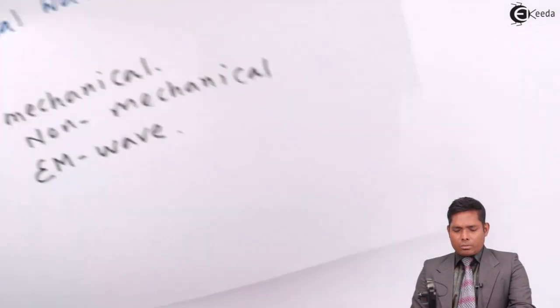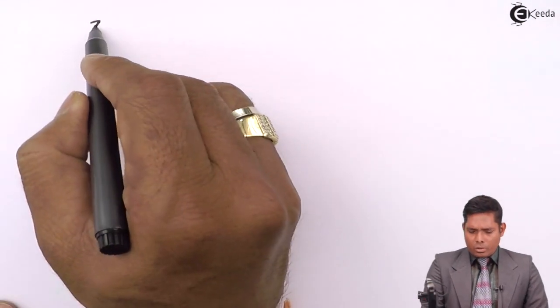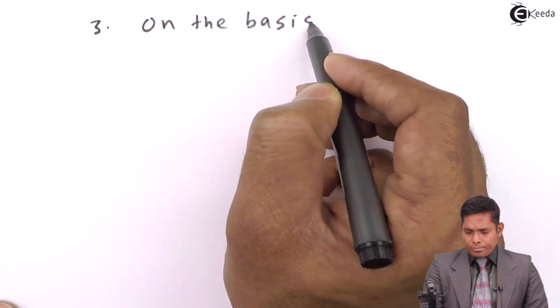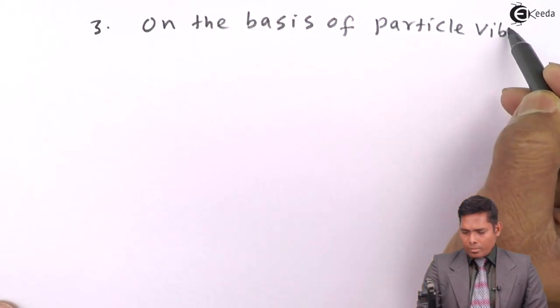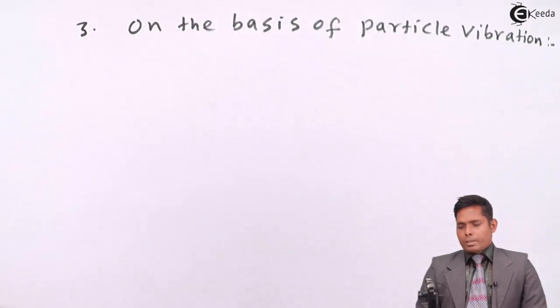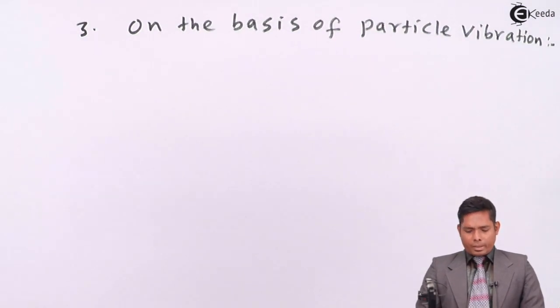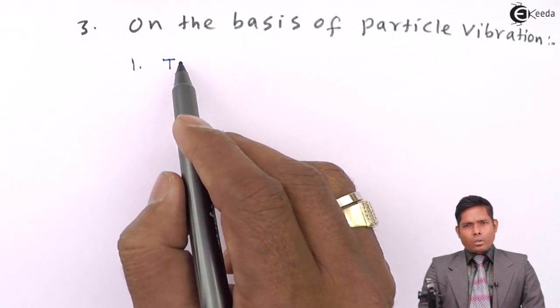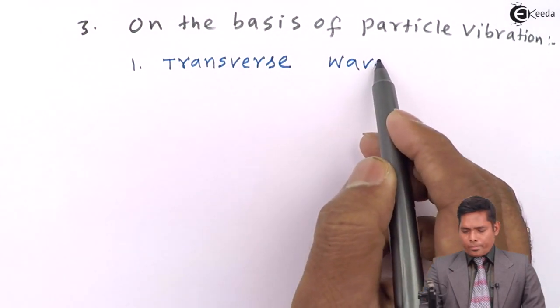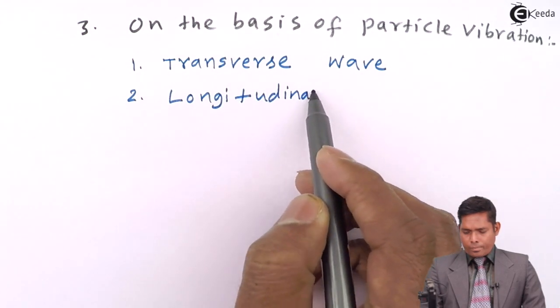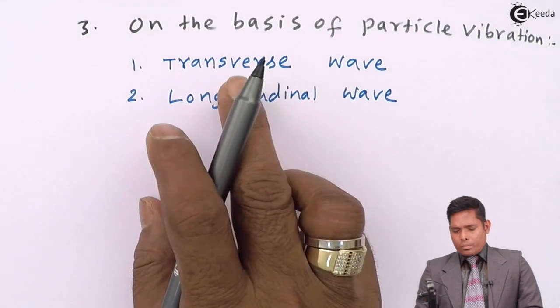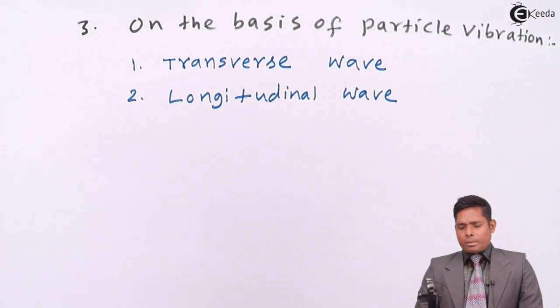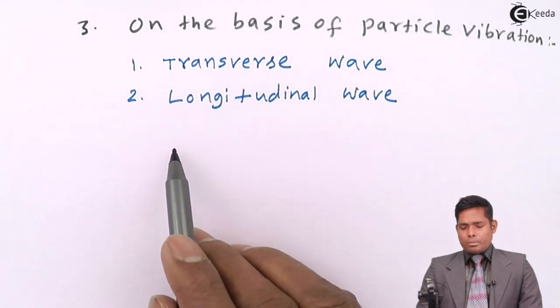Another way of classifying wave motion is on the basis of how the particles of the medium vibrate. So the third one is on the basis of particle vibration. On the basis of particle vibration, the wave is divided into two parts: one is called transverse wave, another is called longitudinal wave. Now we will discuss them in detail, but for the time being, if the particles of the medium vibrate perpendicular to the propagation of the wave, then it is called a transverse wave.